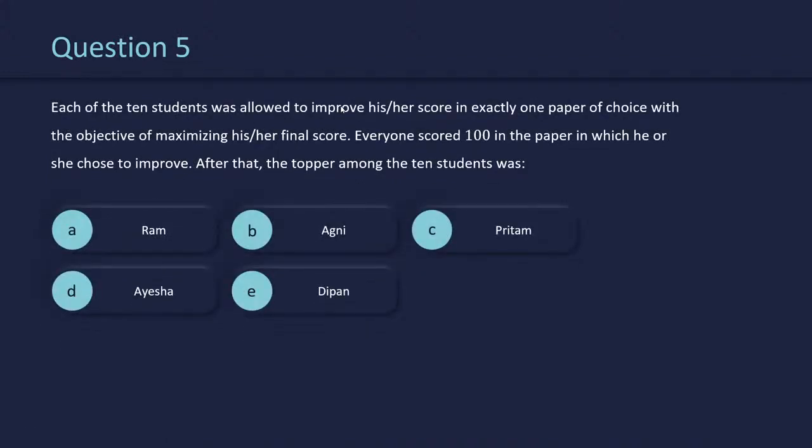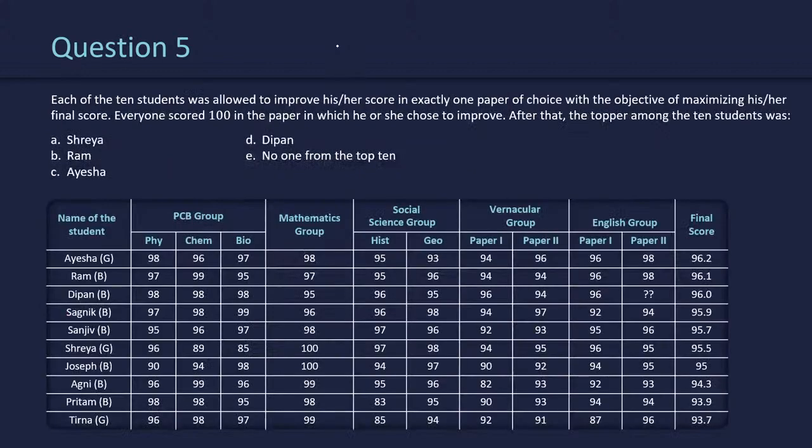Okay. Next question. Each of the 10 students was allowed to improve his or her score in exactly one paper of choice with the objective of maximizing his or her final score. Everyone scored 100 in the paper in which he or she chose to improve. After that, the topper among the 10 students was who? So जैसे आयशा बोलेगी मेरे को किसी एक पेपर में मैक्सिमम कर दो, so her final score is going to change. Similarly, Ram will also say, Dipan will also say, Sagnik will also say. So everybody is going to choose one paper, जिसमें कि उसको करना है highest. And अब मेरे को पता करना है कि who is the topper now.